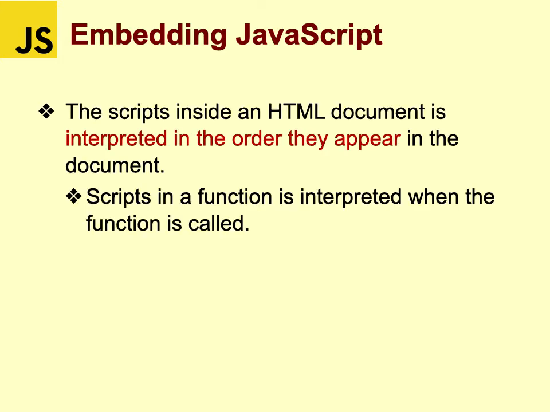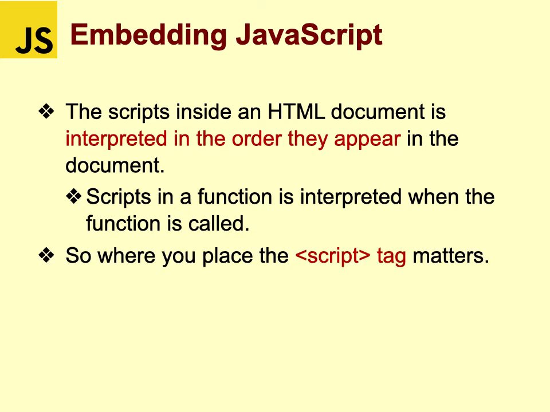The scripts inside an HTML document are interpreted in the order they appear in the document. Scripts in a function are interpreted when the function is called. So where you place the script tag matters. You can include many script tags, so where you are placing the script tag has a particular meaning.